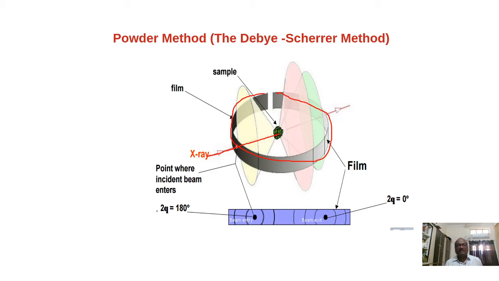So 2 theta will be equal to here. Here you see, for example, this is the reflection of the X-ray like this, so that you can find the spots on this place as well as this place. Between these two places, you will find the path.